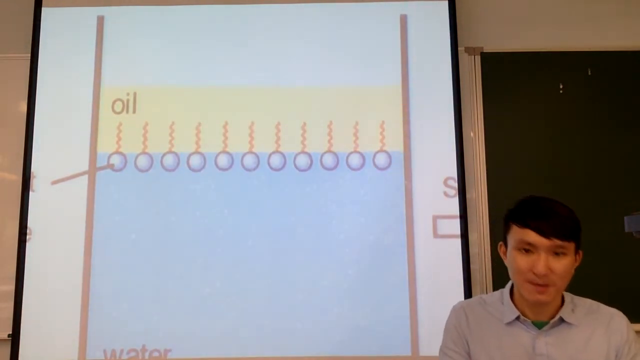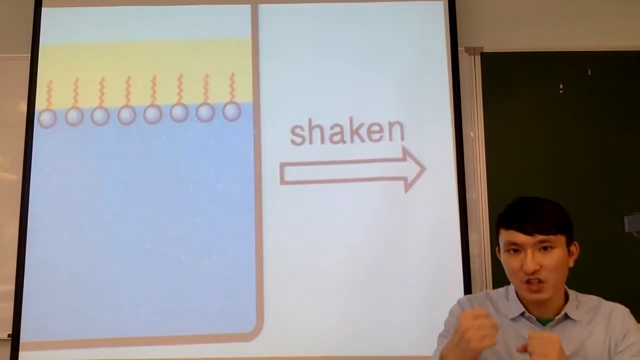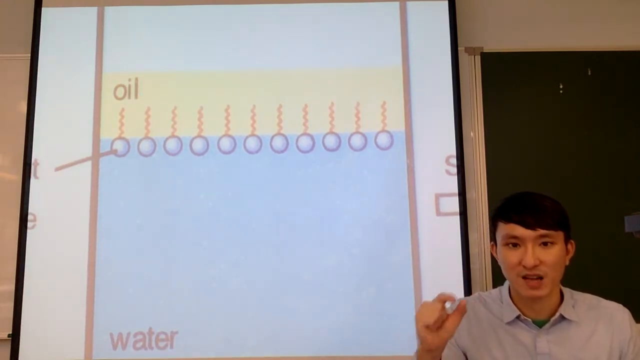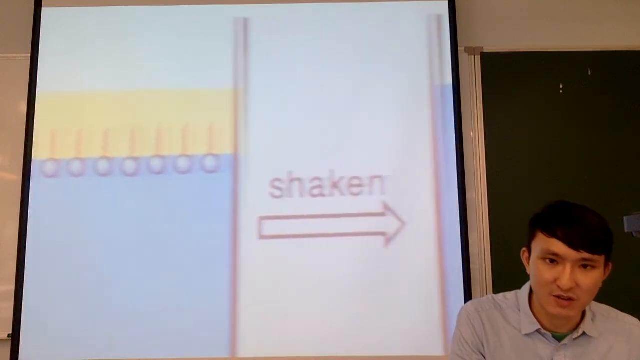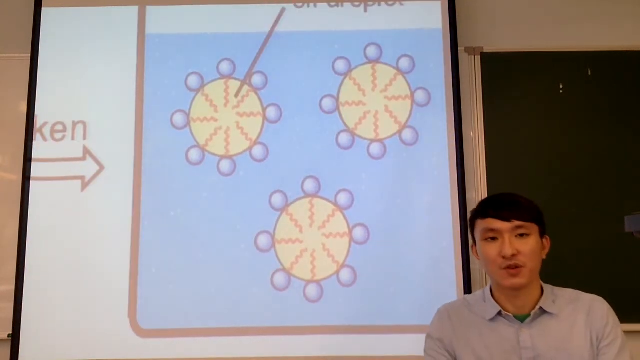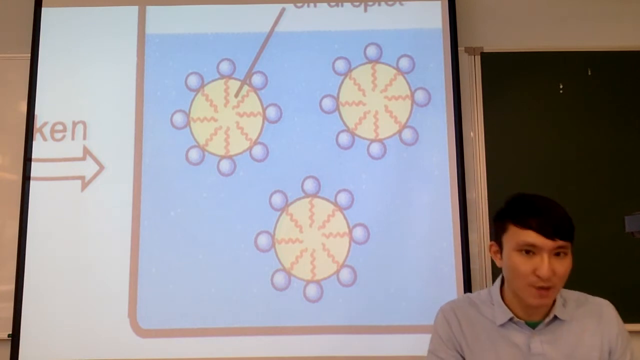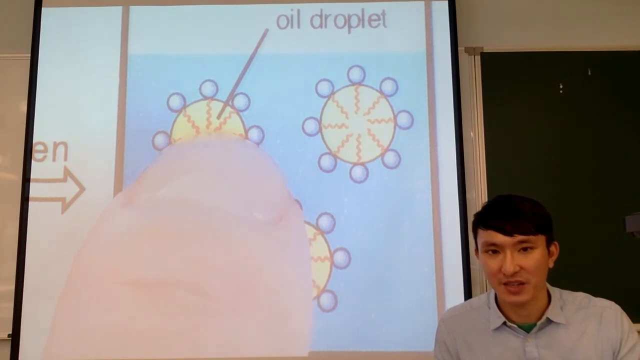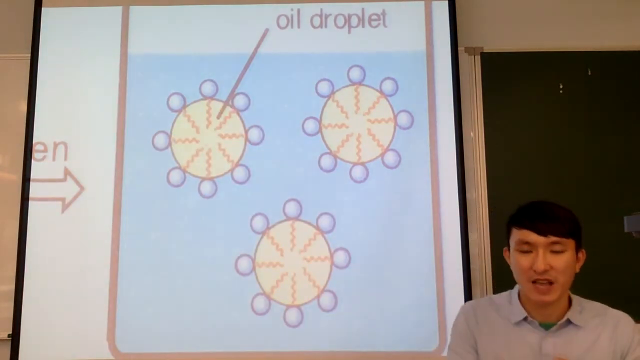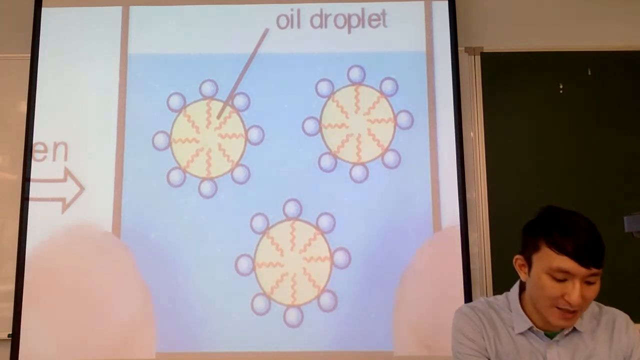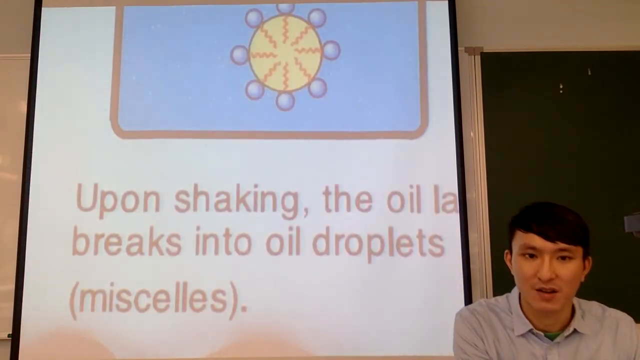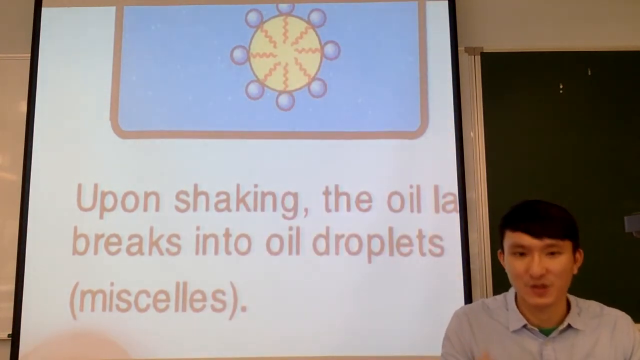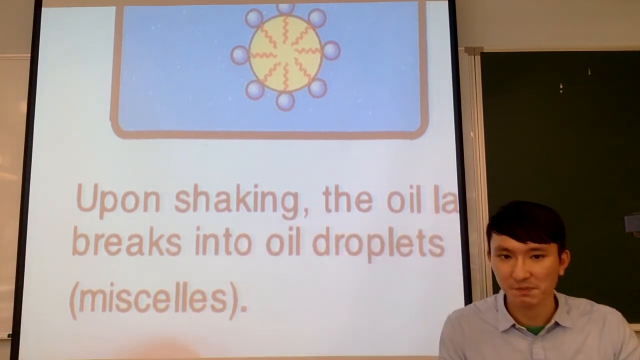So in order to mix them, we need to shake it. Now when you shake it, the oil layer will be broken down into oil droplets. When they're broken down into oil droplets, the detergent molecules also arrange themselves on the droplet like this, with the tail inserted into the droplet and the head on the outside of the droplet. Now, once this droplet is formed, it has a name. This one is called a micelle. This oil droplet is called a micelle, okay? But even if you don't know this word, you can simply say oil droplet, okay?